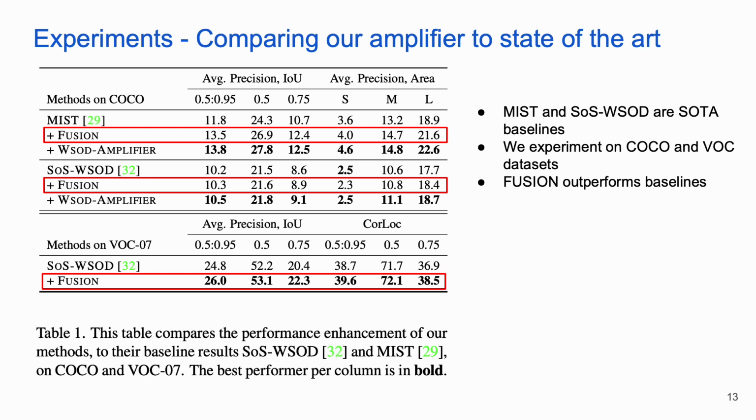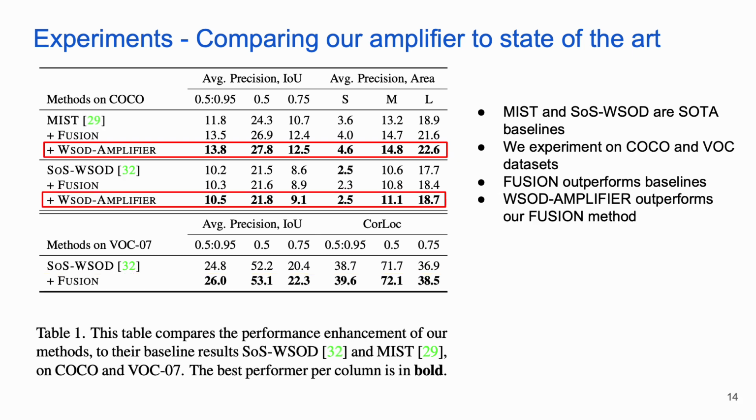We implement our method on two state-of-the-art weakly supervised object detection methods, MIST and SOS WSOD, to boost their results. We use two different datasets, COCO and VOC. Fusion outperforms the baseline. With the WSOD amplifier, which includes all components of our method, we achieve state-of-the-art performance. Note that we cannot use the WSOD amplifier method on the VOC dataset as it does not include caption annotations during training, but still Fusion boosts the results.